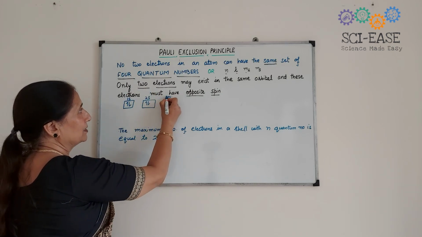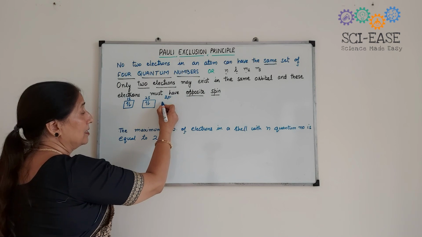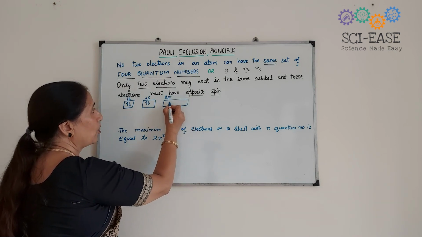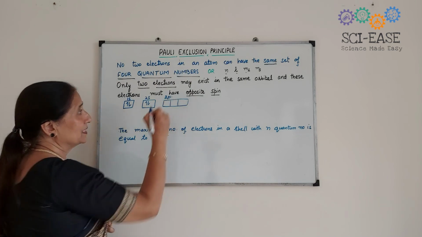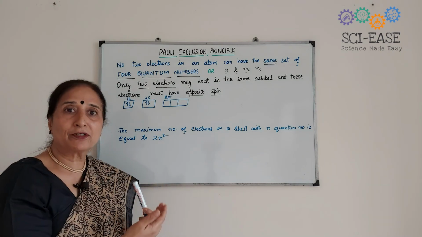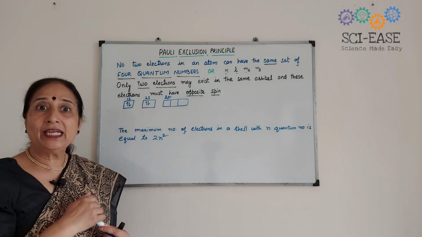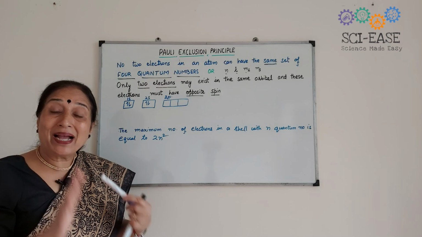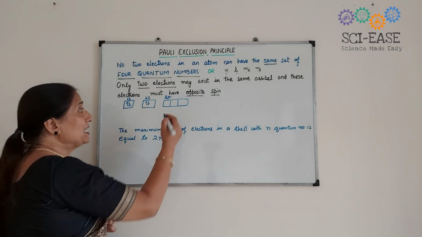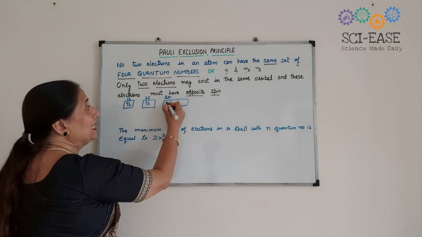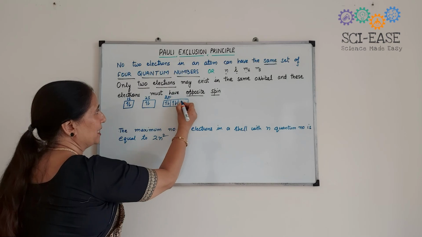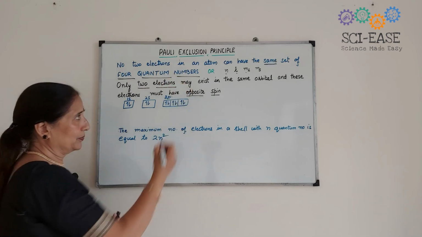Now come to the p orbital, 2p. This subshell has 3 orbitals, and it can have 1 electron, 2, 3, 4, 5. But the maximum number of electrons which can be accommodated in the p subshell is 6, like this, one with spin up and one with spin down.